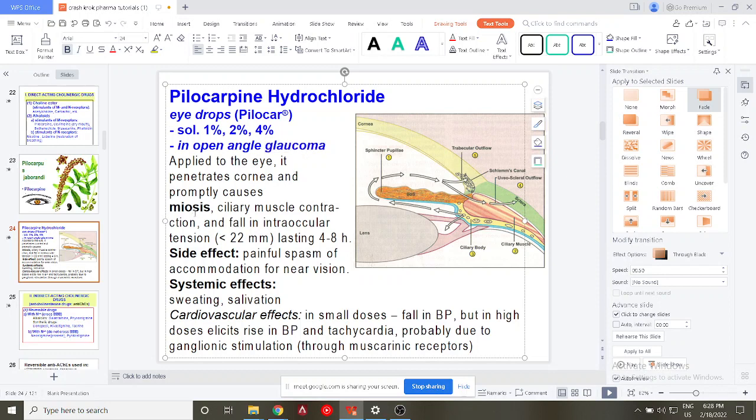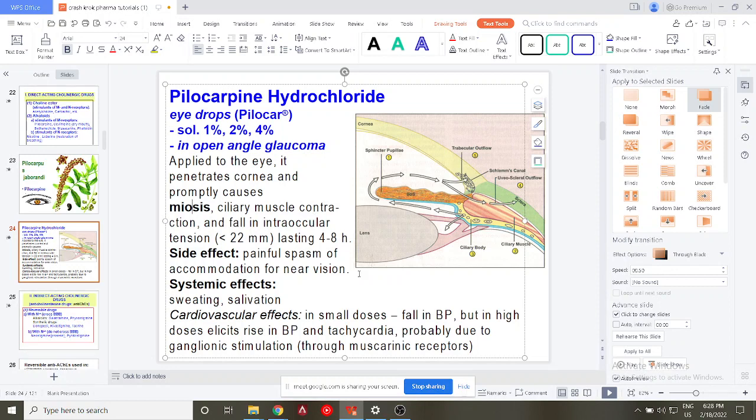What is miosis? Can anyone tell me the definition of miosis? Anyone, please just try to answer. Guys, miosis, it's easy. What's the definition of miosis? Only the pupil shrinkage. Yes, so it's constriction of the pupils, so the pupils become small. That's the effect of pilocarpine. So it can be used in open angle glaucoma and also for examination of the eye by ophthalmologists.